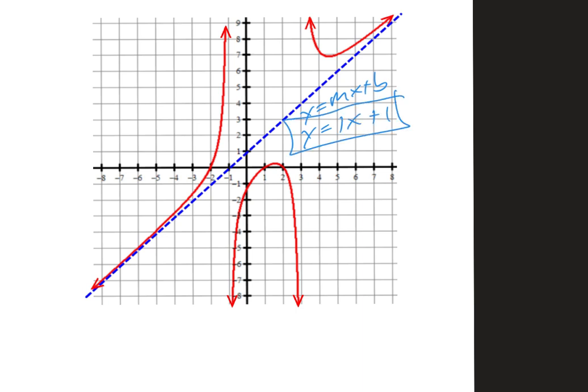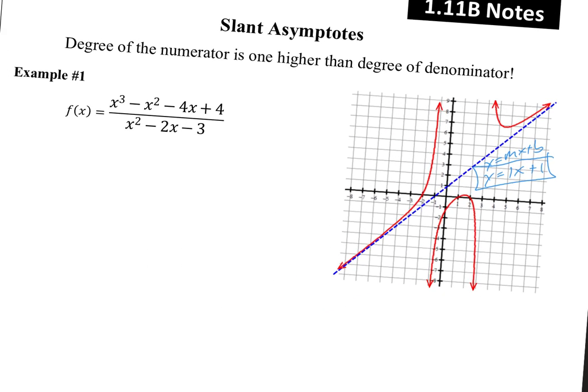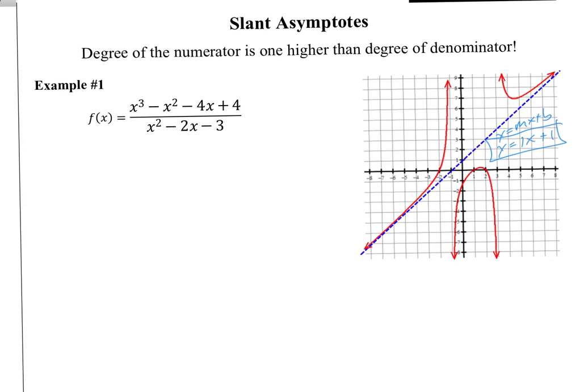So it turns out the slant asymptote here is y equals x plus 1. Okay, now how could we get that from the equation, from this rational function? Well, here's the deal. If the degree of the numerator is higher than the degree of the denominator, we just divide, and our answer is going to give us the equation for the slant asymptote. Isn't that cool? So we're going to do long division here.